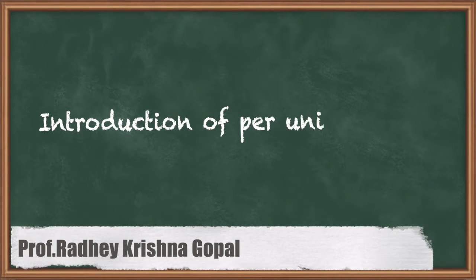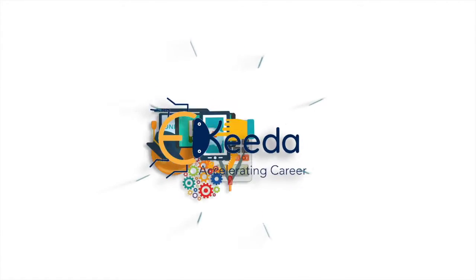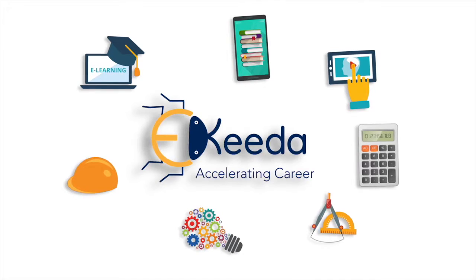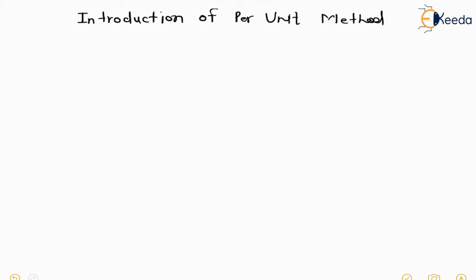Hello friends, now we are going to study a new chapter, the per unit method. So basically what is the per unit method? This method uses per unit value. So what is per unit value?